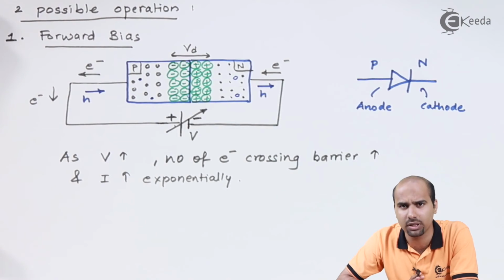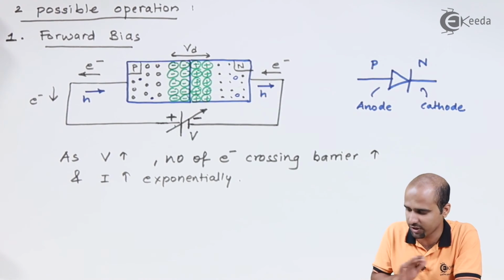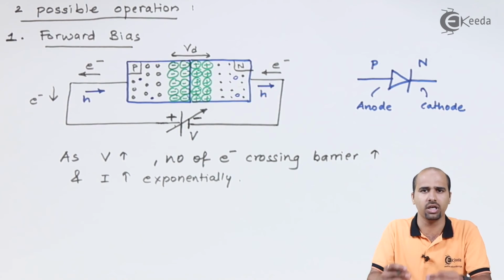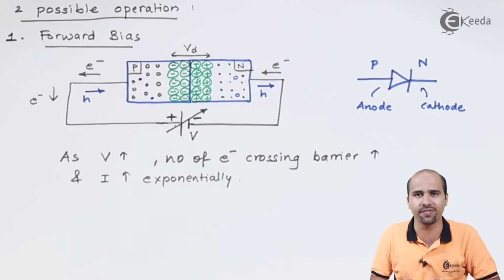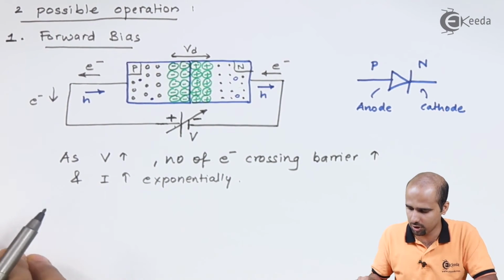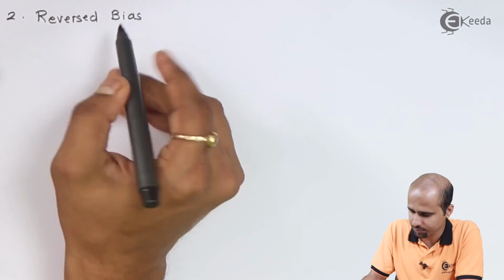In the next video, we will clearly show mathematically how that current increases exponentially. So as far as forward bias is concerned, if voltage increases, current will increase exponentially, due to the fact that the electrostatic force of attraction and repulsion will lead electrons to move from n-type to p-type and holes to move from p-type to n-type. Exactly the opposite operation we will learn in the next part, which is called reverse bias.